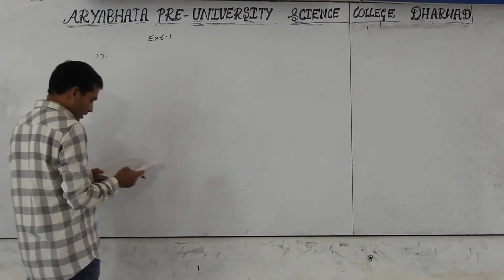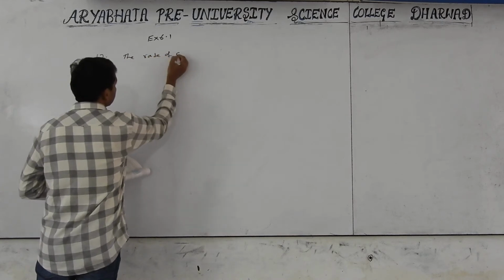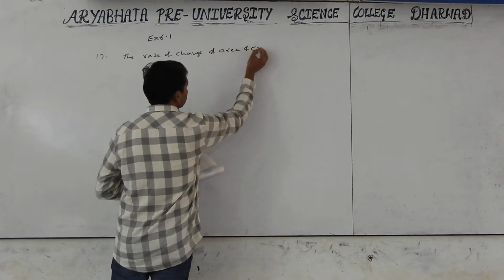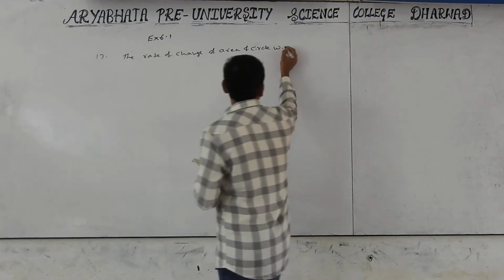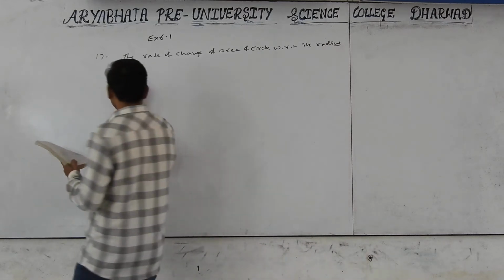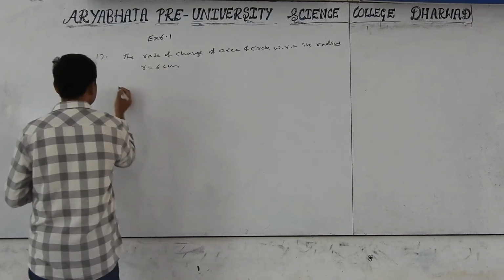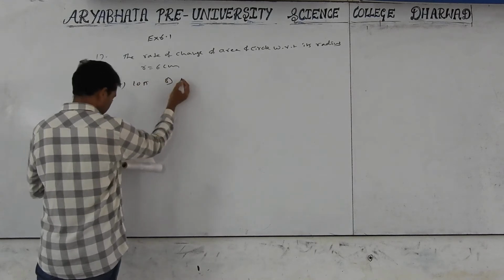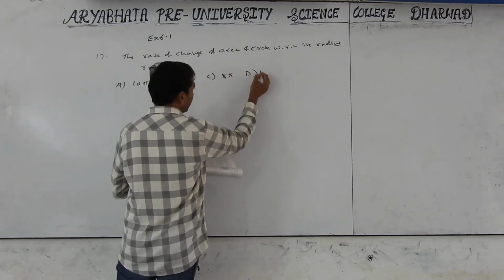Question 17. The rate of change of area of a circle with respect to its radius, at r equal to 6 centimeter. This is an objective question, you will be asked in CET. The options are 12 pi, 8 pi, and 11 pi.